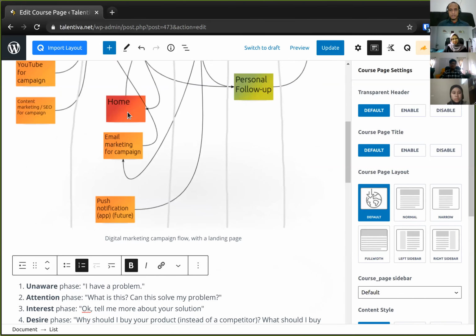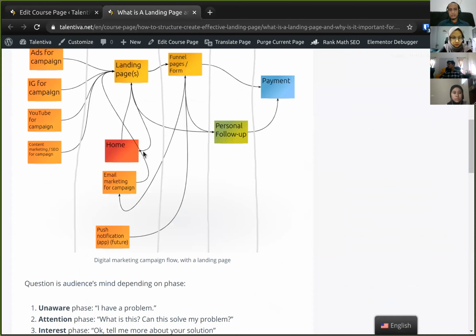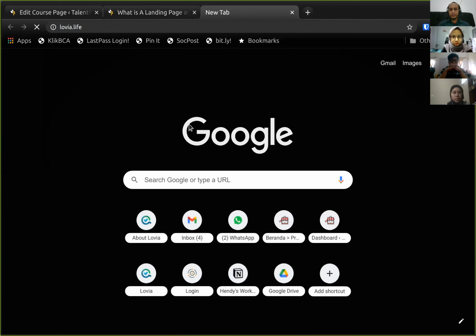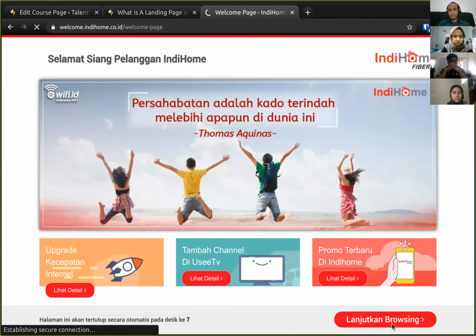So why is this landing page important? Because now the user is already on our website and the user is already interested in something. So it's different from a homepage because, for example, this is a homepage for Lovia.